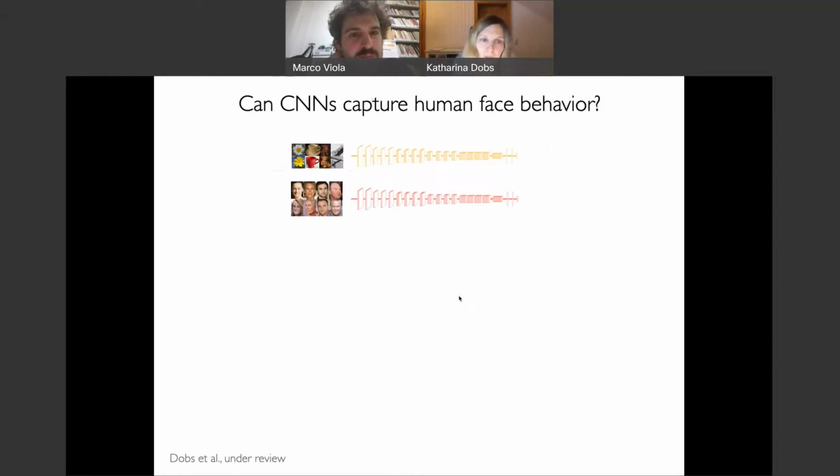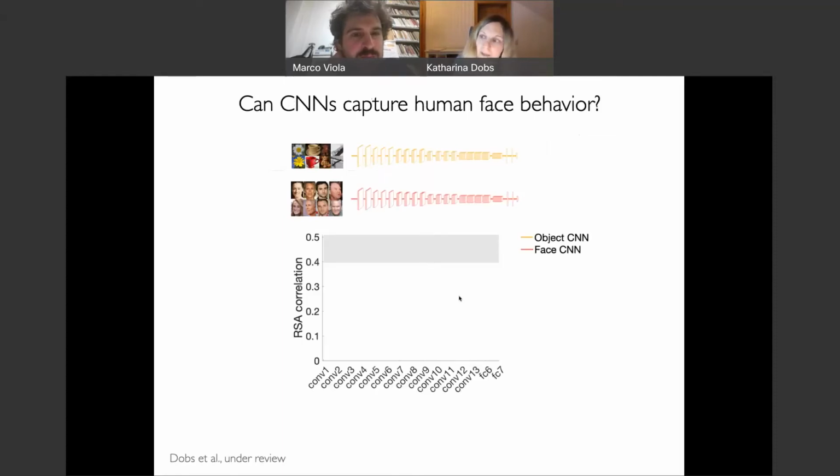Okay, so to find out, we had our face and our object trained model. And on the y-axis now, I'm showing you the RSA correlation, so the correlation between the model representational space and the human behavior. And the gray bar here is the noise ceiling, so that's basically the maximum correlation you can achieve, given that there is variability across subjects.